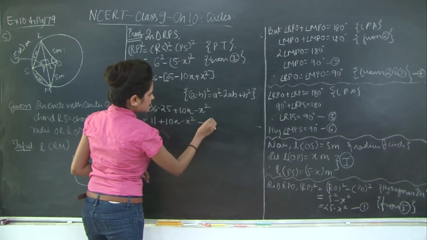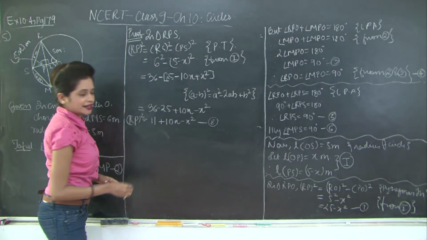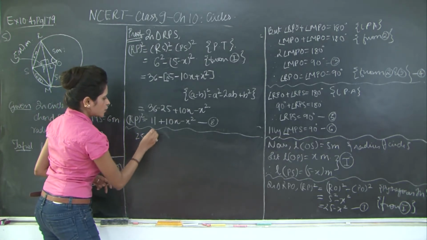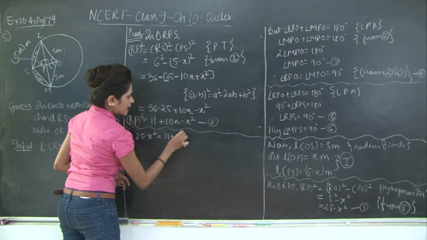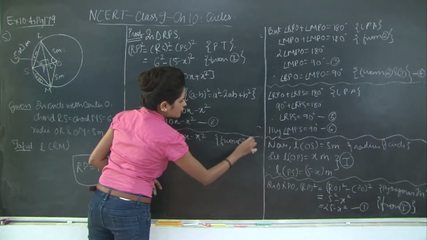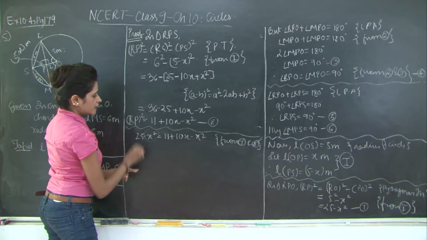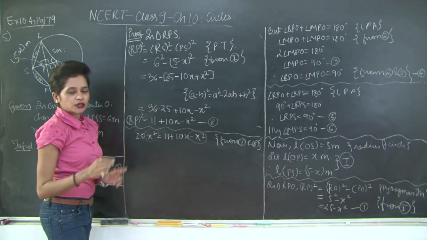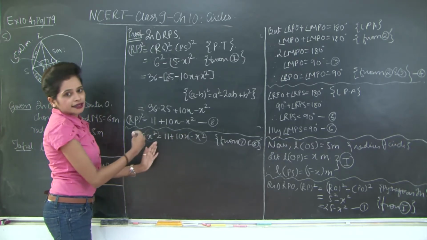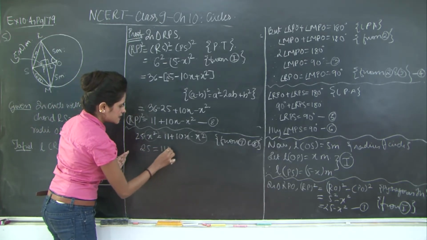Let's mark this statement as 8. This is also RP square. So what do you get from 7 and 8? 25 minus x square is equal to 11 plus 10x minus x square, because both are equal to RP square. Correct? Now if you notice, you have minus x square here and minus x square here. When you subtract equals from equals, your remainders are equal. So you're going to subtract minus x square and minus x square on the left hand side and right hand side respectively. Therefore, you're left with 25 is equal to 11 plus 10x.